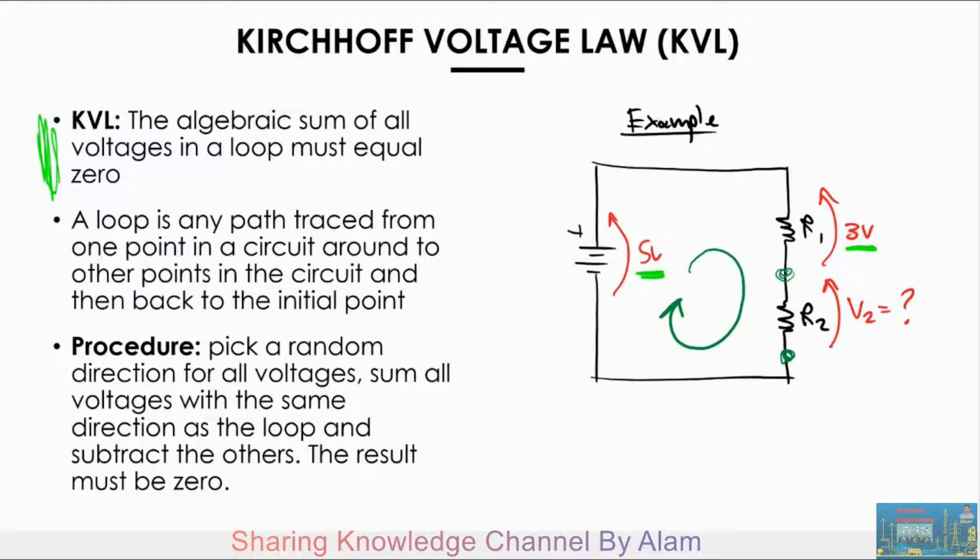So in this case, 5 is going in the same direction of the circle, so I'm just going to write plus 5. Now when I get here, 3 is opposite to the circle, so minus 3 volts. V2, I don't know what the value is, but I can clearly see that it's going in the opposite direction of this arbitrary orientation, so minus V2, and now we completed the circle, so equals 0. Now this equation can be solved and will very easily give the solution, which is V2 is equal to 2 volts. Easy, right?